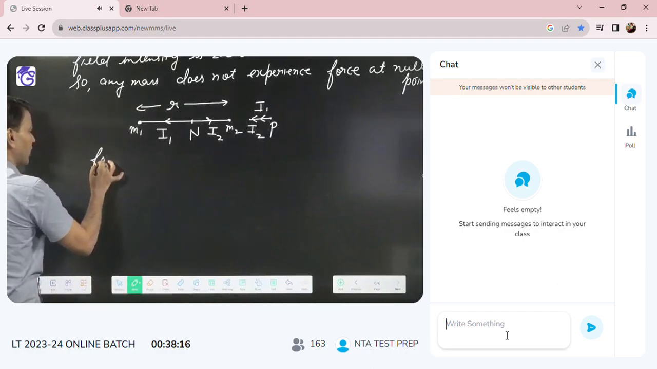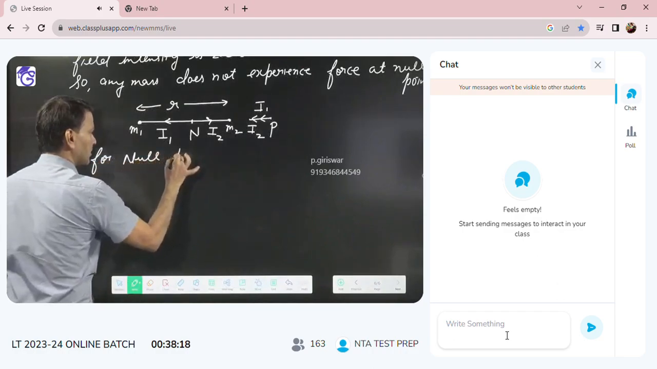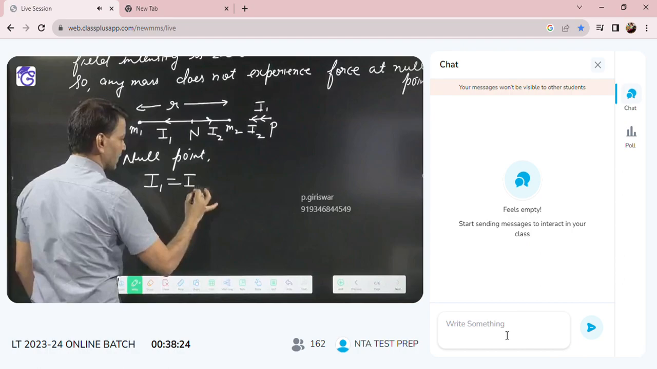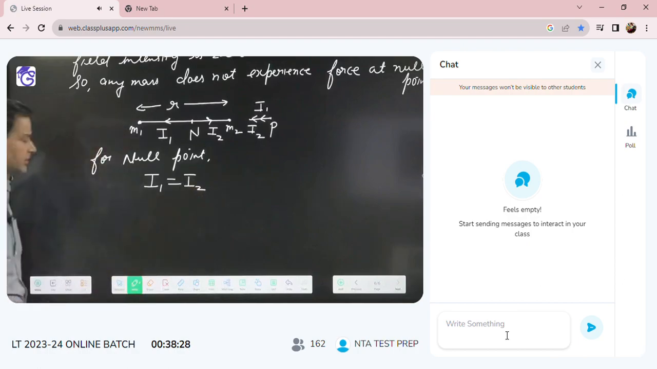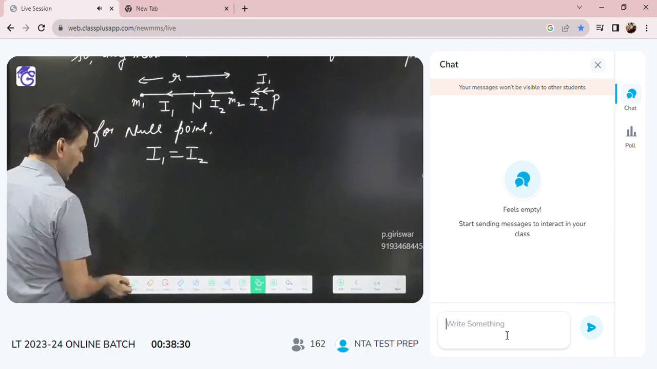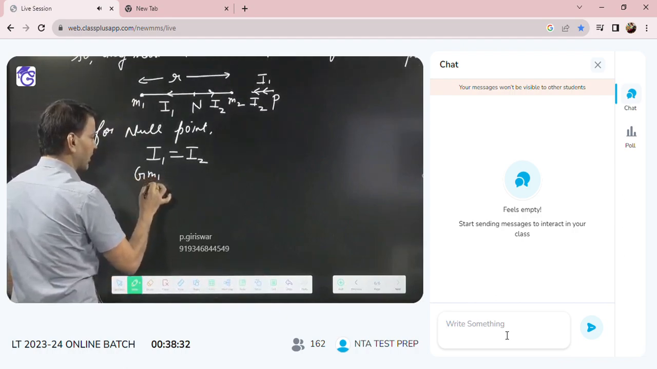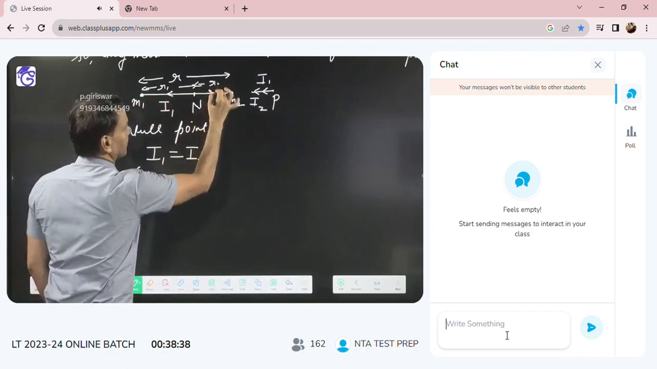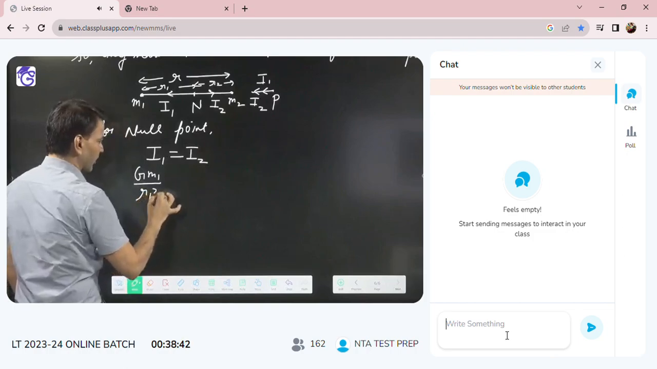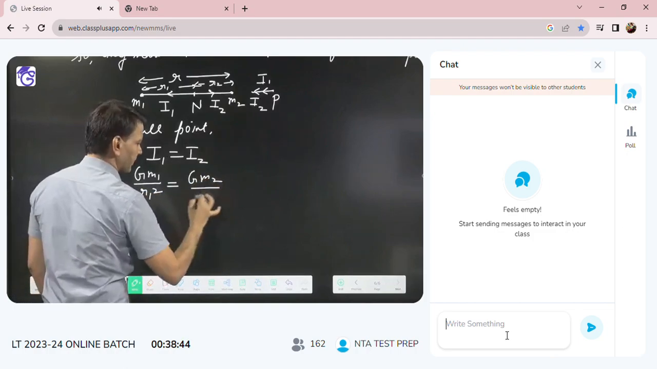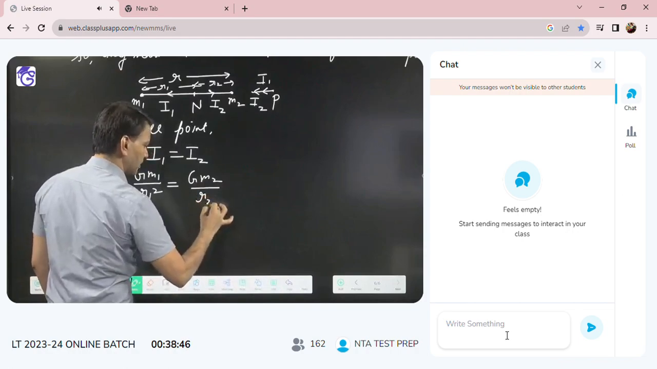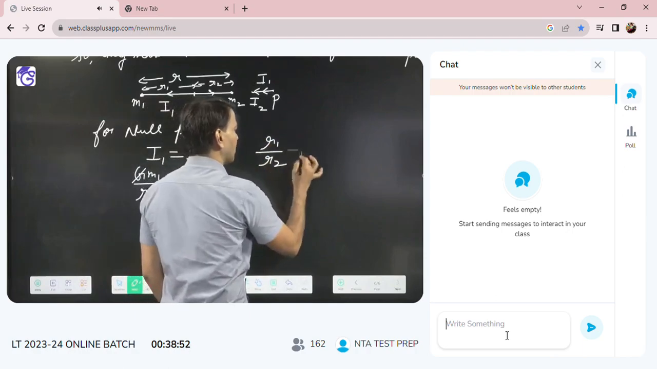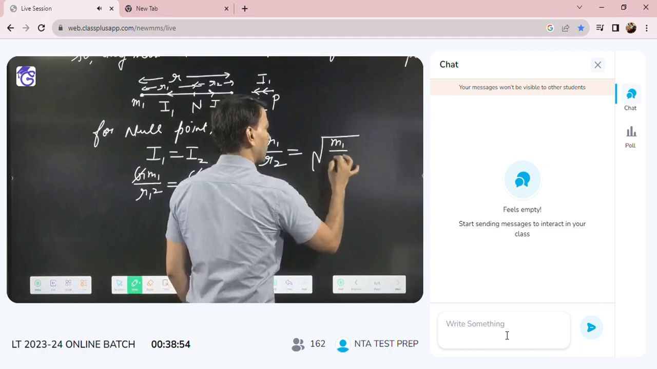So we can say what? For the null point, I1 must be equal to I2 in magnitude, and they will cancel each other, okay, because the direction is opposite. I1, what can I write? G M1 by R1 squared, where I am taking R1 as the distance from here, and R2 as the distance from here. So G M1 by R1 square is equal to G M2 by R2 square. G cancels out. Now R1 by R2, what did you get?